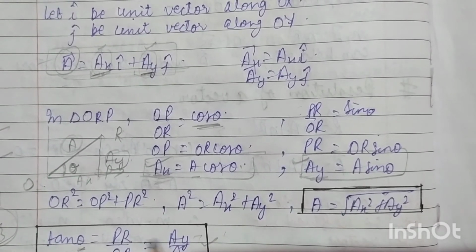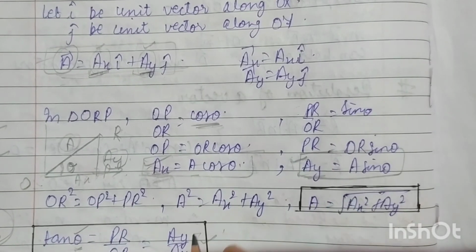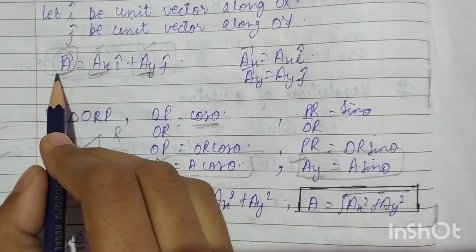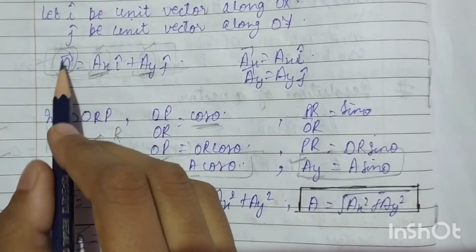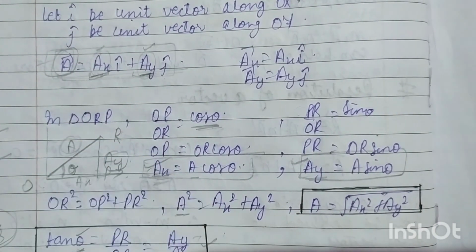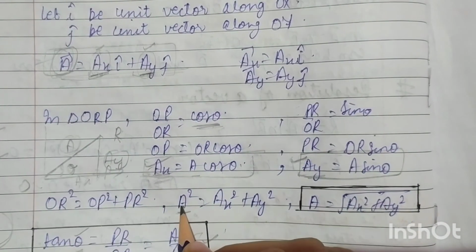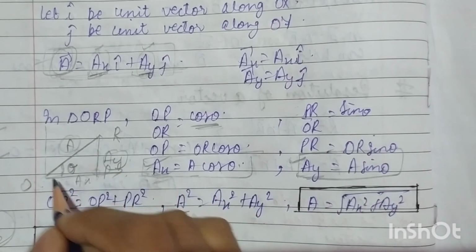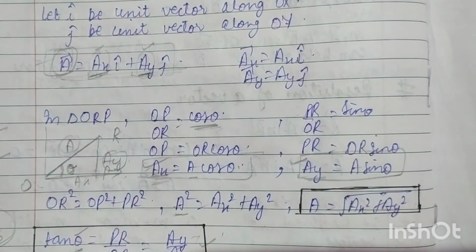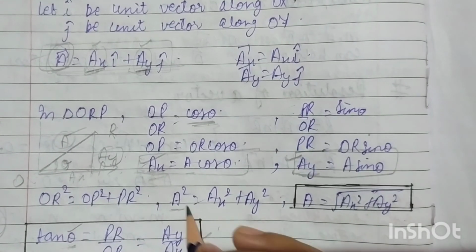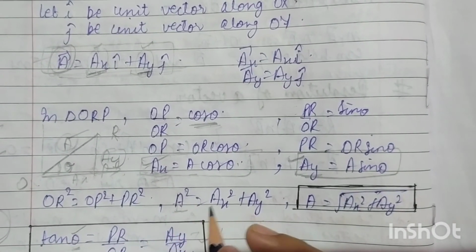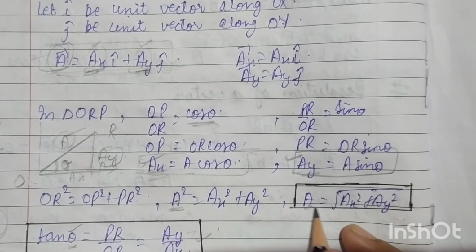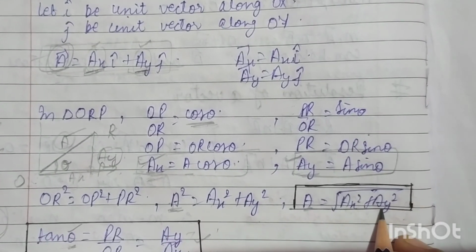Now we know the values of theta, AX and AY. If we want to find the magnitude of the vector A that was given to us initially, how can we find it? Here all these vectors are at right angles to each other, so we already know that hypotenuse square is equal to base square plus perpendicular square. So we can easily find the magnitude A, that is, the square root of AX square plus AY square.